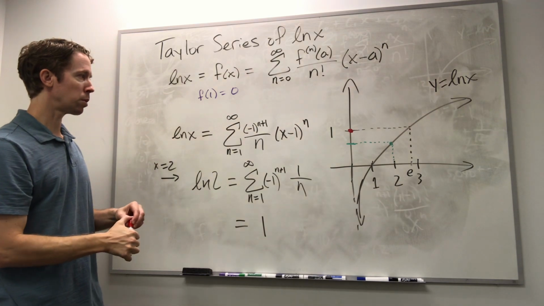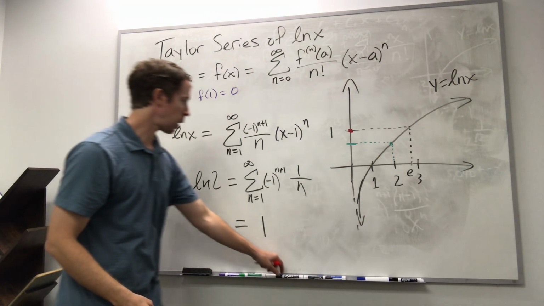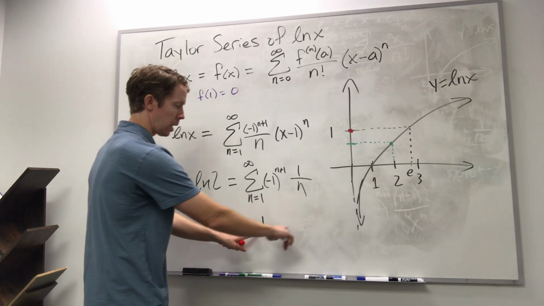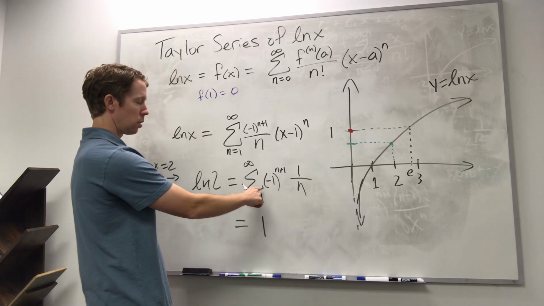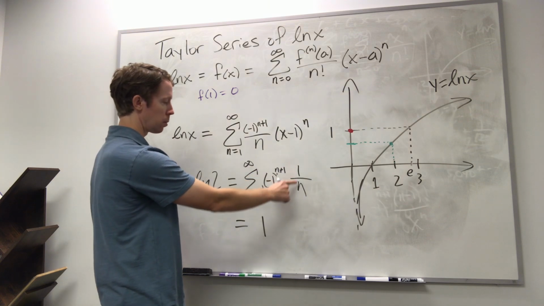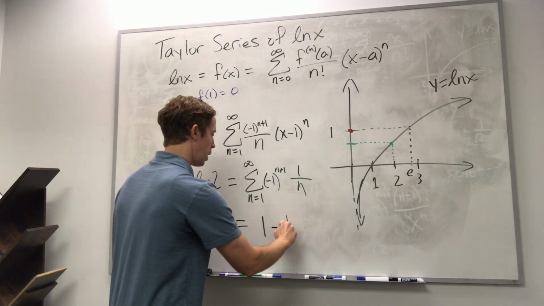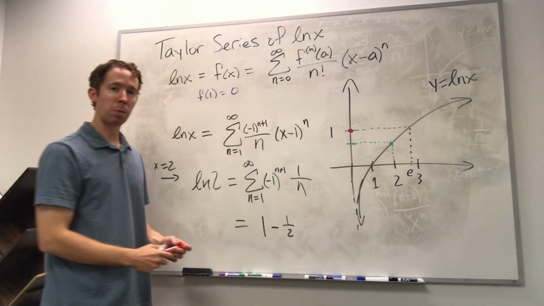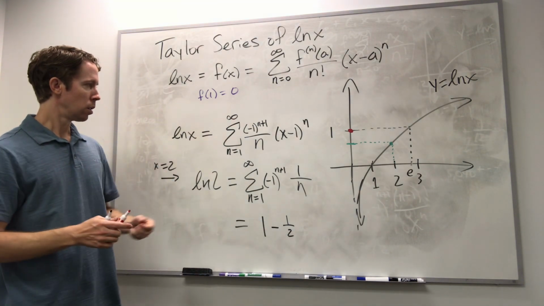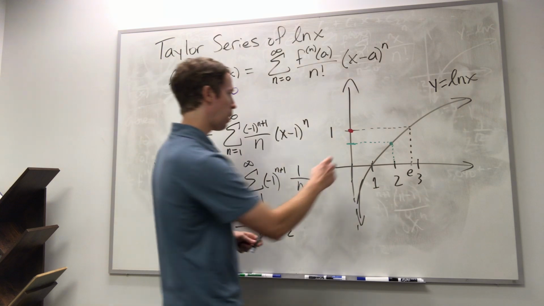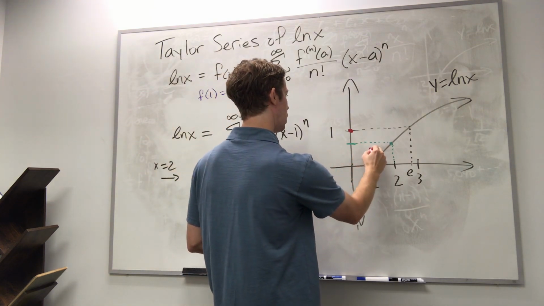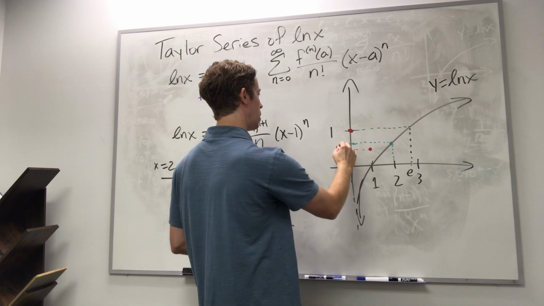That's my first approximation. Now for my second approximation, I plug in n equals 2 and add something to 1. So when I plug in n equals 2, I get negative 1 to the third times 1/2, so minus 1/2. So my second approximation is 1 minus 1/2, which is equal to 1/2. So maybe that's around here. 1/2 maybe is around there.